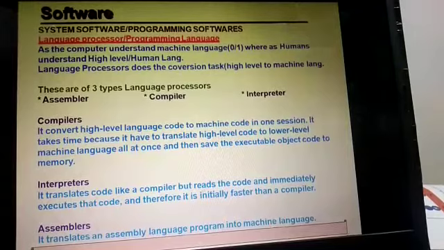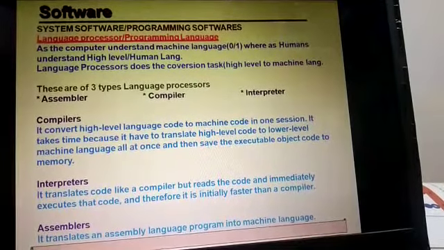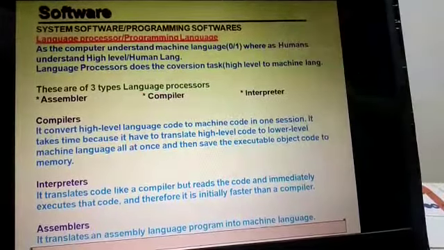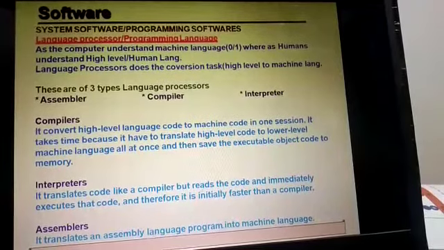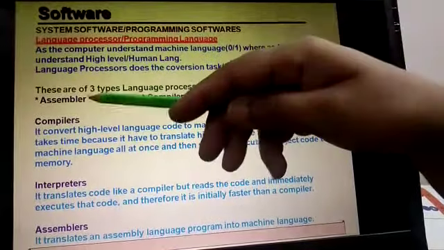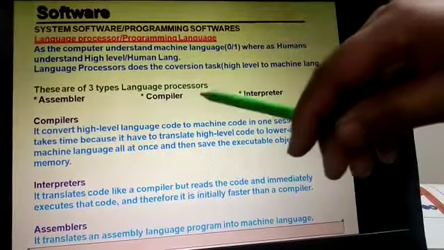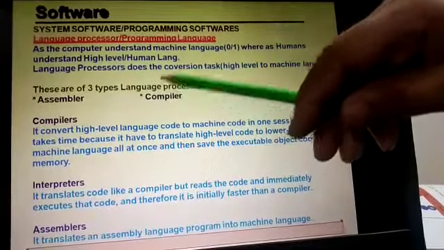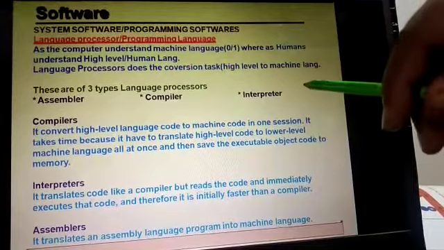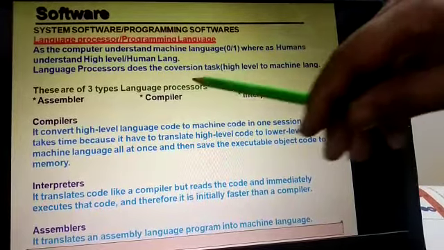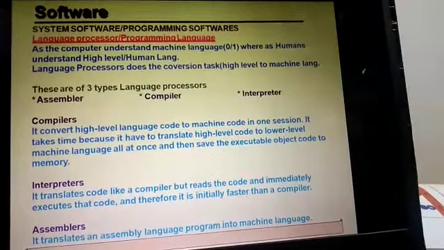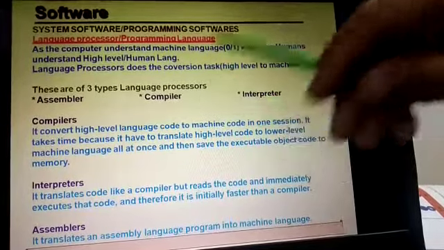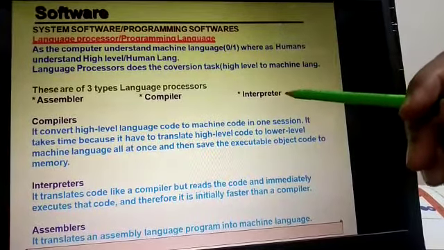Now we will talk about utility software. What is utility software? We have three types of language processor: assembler, compiler, interpreter. An assembler is designed to convert assembly language into binary language. A compiler is designed to convert our high level language program into binary language. An interpreter also behaves in the same way, but there is a difference between compiler and interpreter. A compiler translates the whole program in one go, but an interpreter translates line by line.